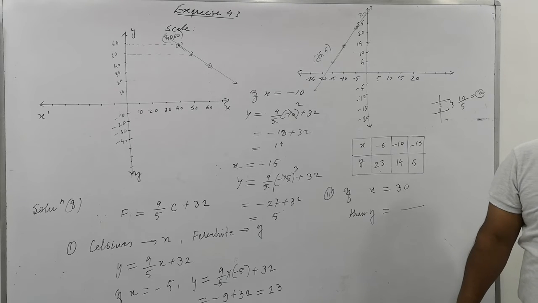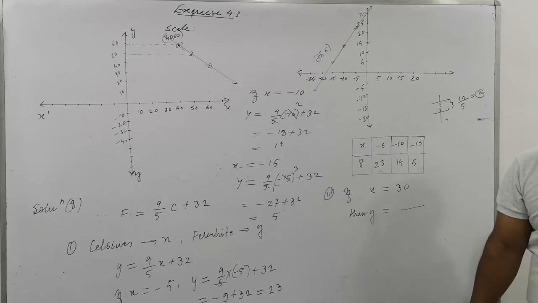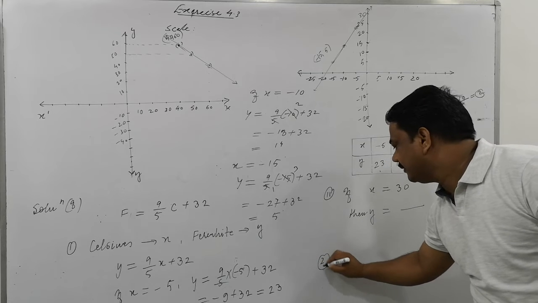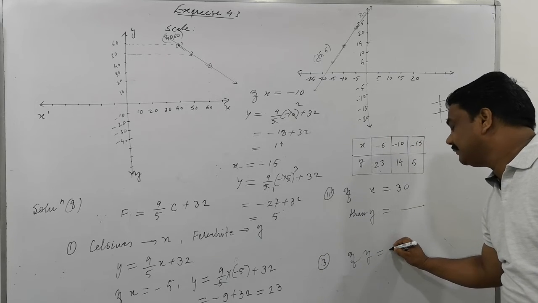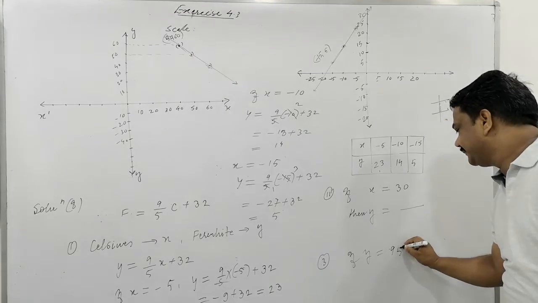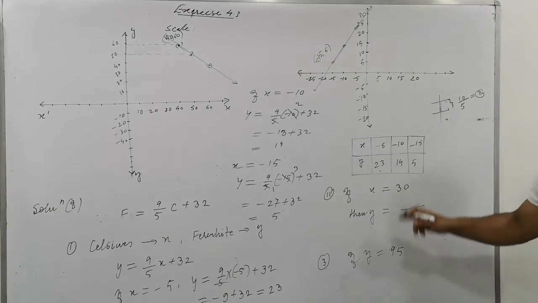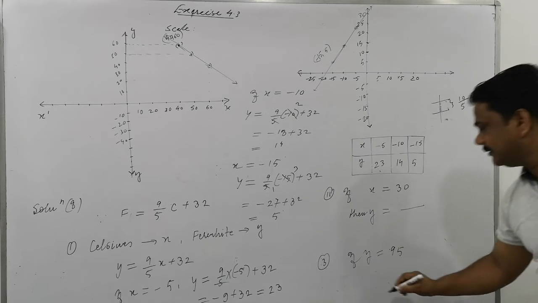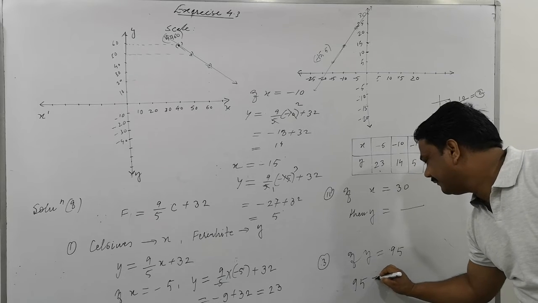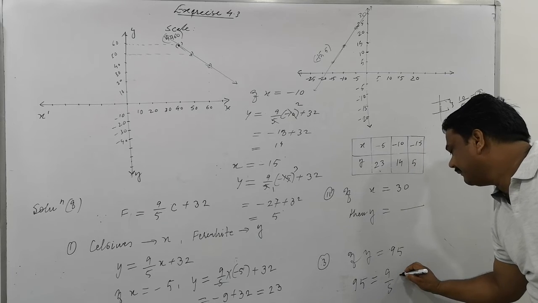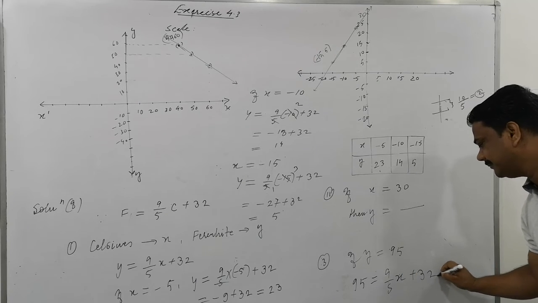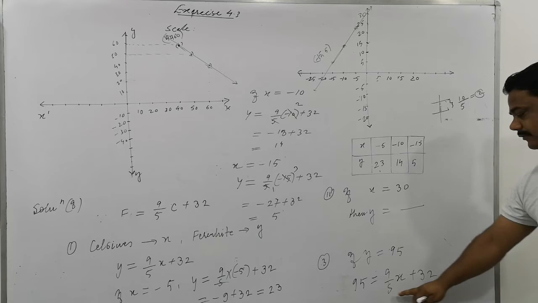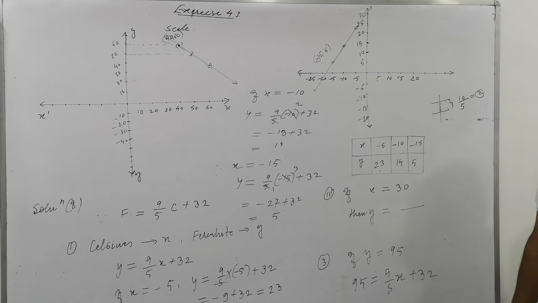What is the next question saying here? If the temperature in Fahrenheit is 95, this is question number 3. So y is equal to 95, and you need to find x. Put that into the equation. What is the equation? 95 is equal to 9 by 5 x plus 32. Clear? To obtain the value of x, it is to be solved similarly.